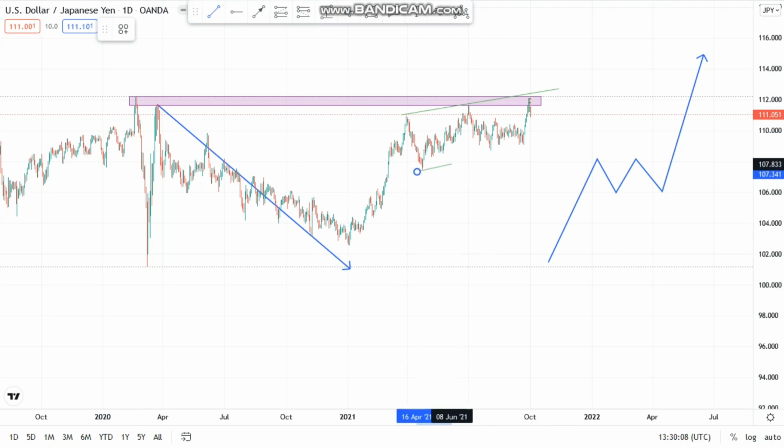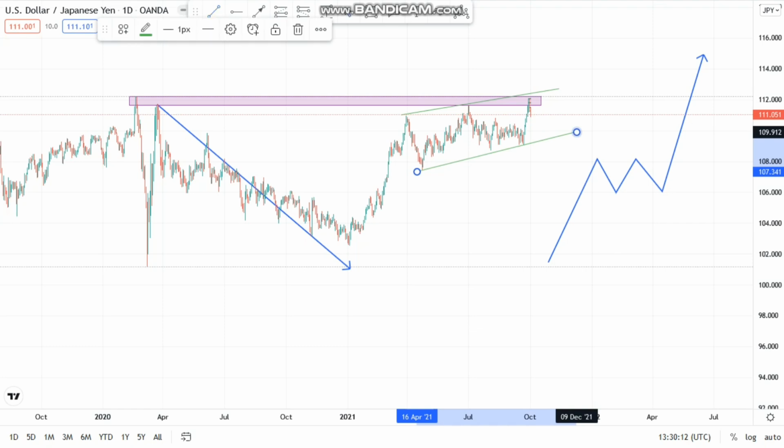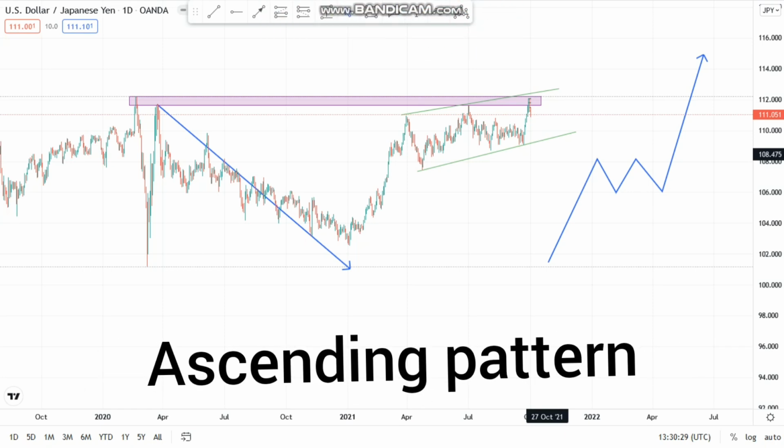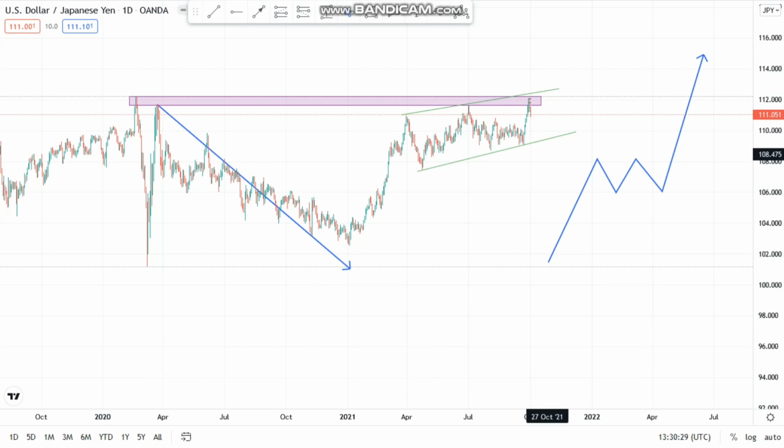Are you seeing the pattern now? Do you see it? Now can you tell me what pattern is this? Please, just think, what pattern is this? Well, for those that are completely new, this pattern is known as an ascending pattern, a very powerful seller pattern, especially if it occurs on higher time frame such as this.